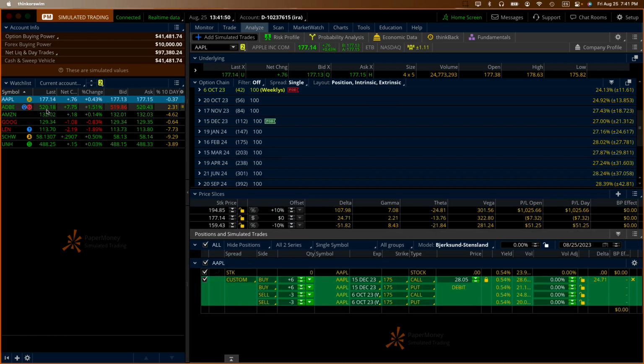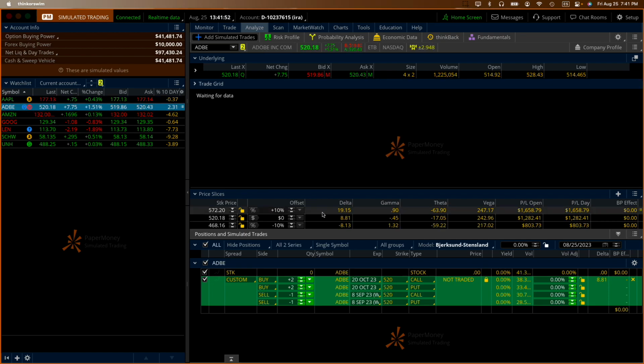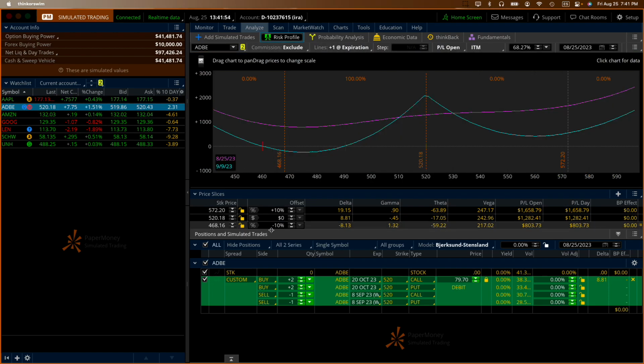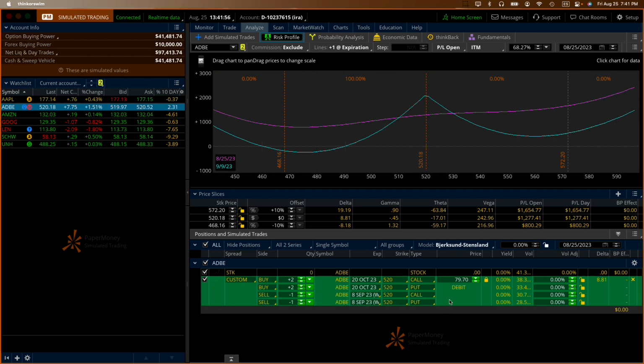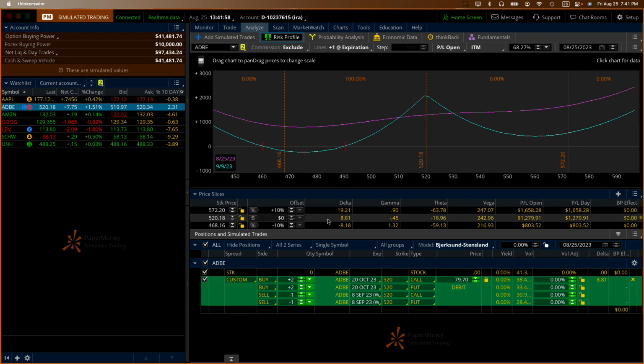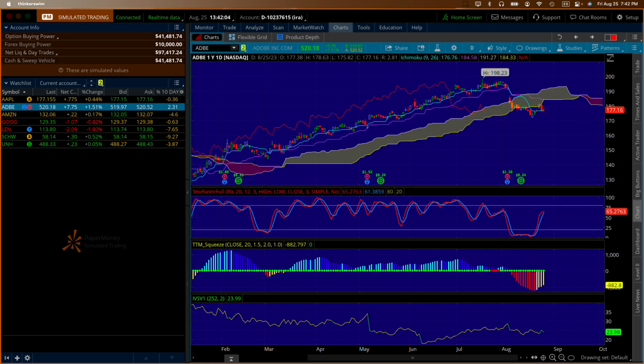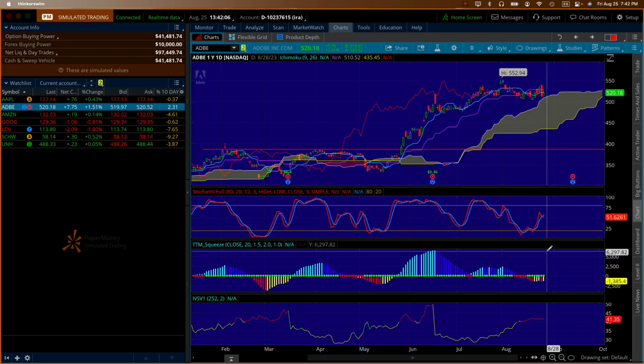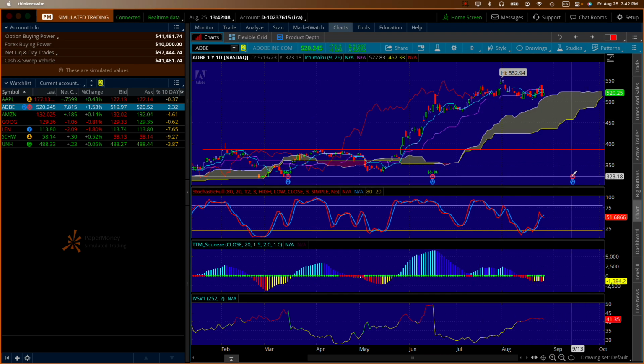And we move on to Adobe. Adobe, this is our trade. Look at the risk graph. It's doing great. Okay, you can see my deltas are neutral. The stock is still trading, but the volatility has increased. Okay, look at the chart. Yeah, volatility has increased, but look, earnings are coming up.